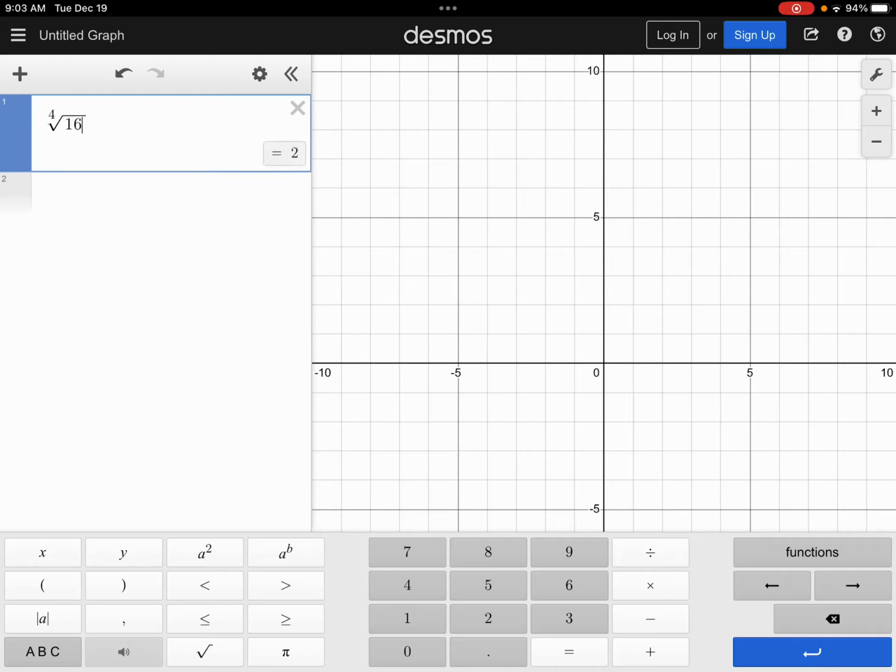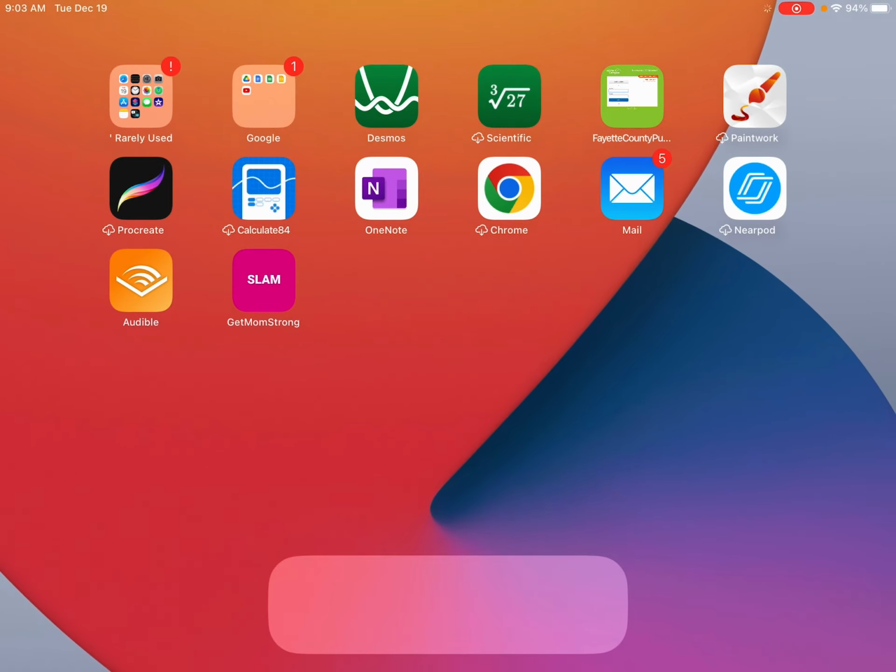Our problem was 27 squared on the inside, and it was actually a cube root. So it's 9. If you have a graphing calculator, this might take a second. If it takes too long, I'm moving on. I will show you where that button is on your graphing calculator as well.